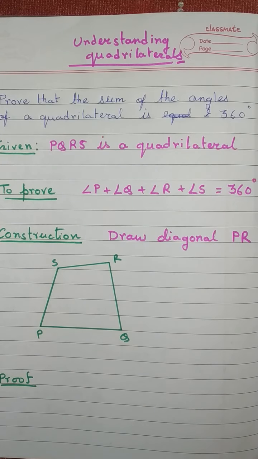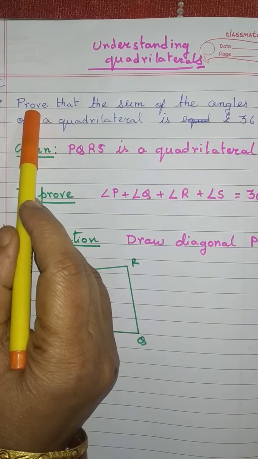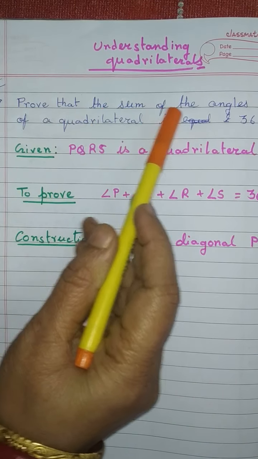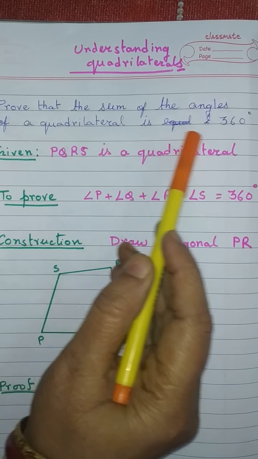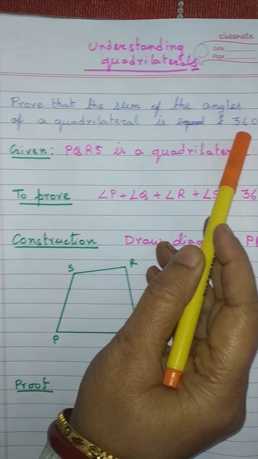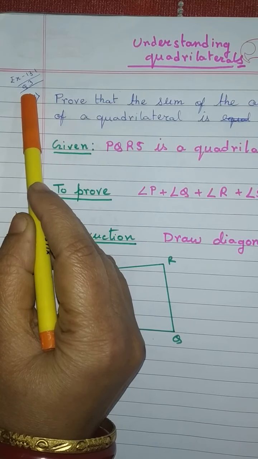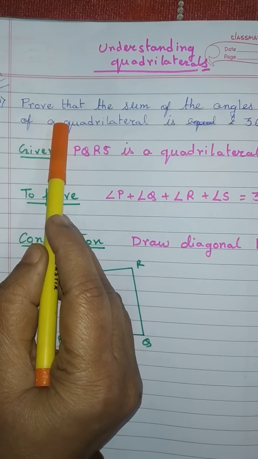Good morning students. Today I will teach you how to prove the properties of quadrilaterals. It will be very helpful for you all in class 9th. This is the basic property, that is, prove that the sum of the angles of a quadrilateral is equal to 360 degree. This is also given in question number 3 of exercise 13.1. Now I am going to prove this property.